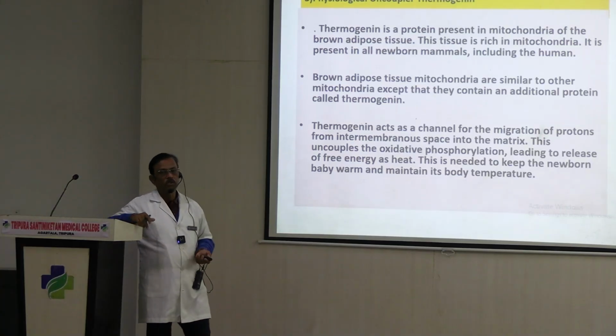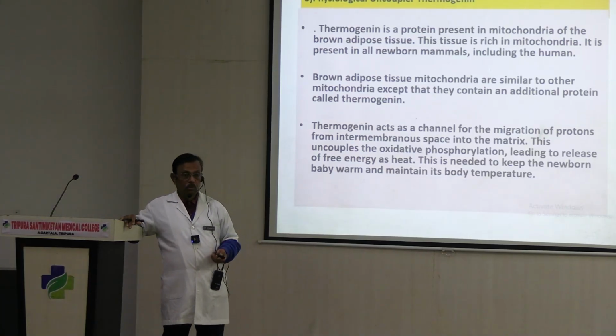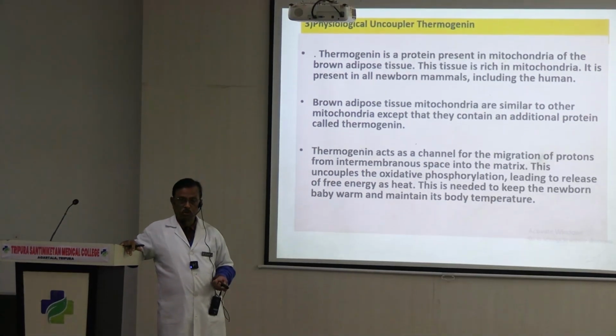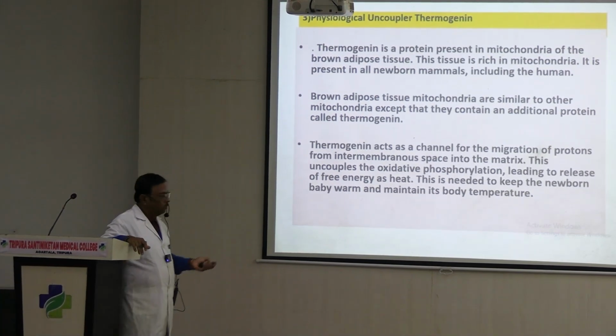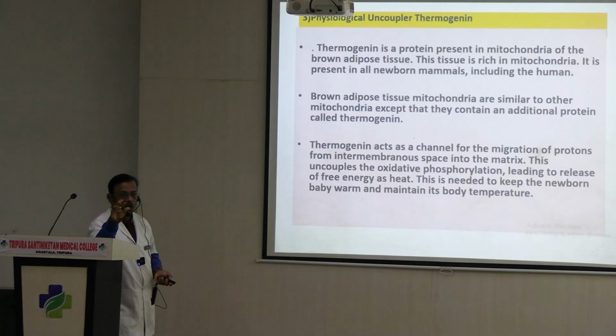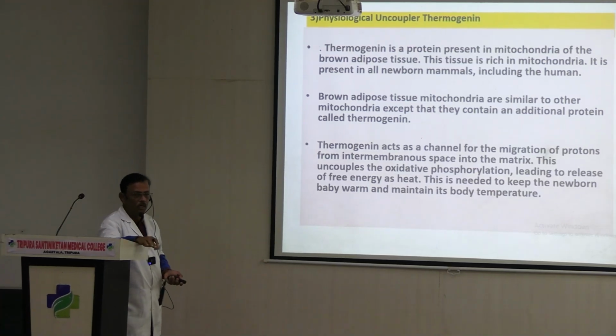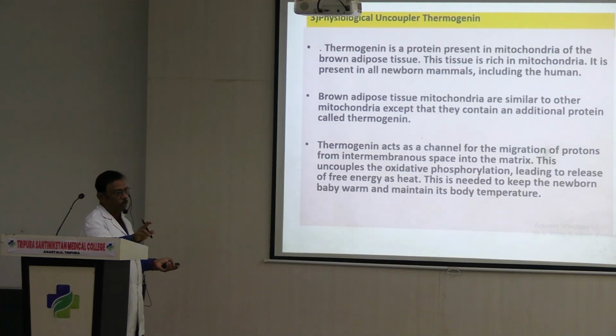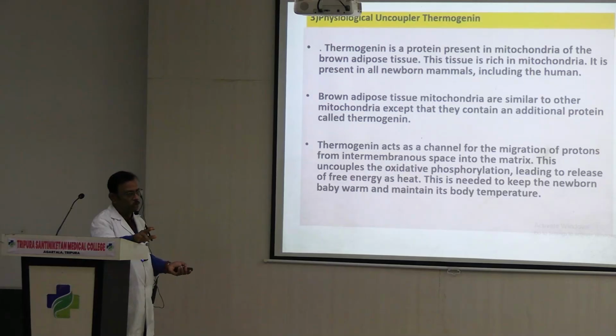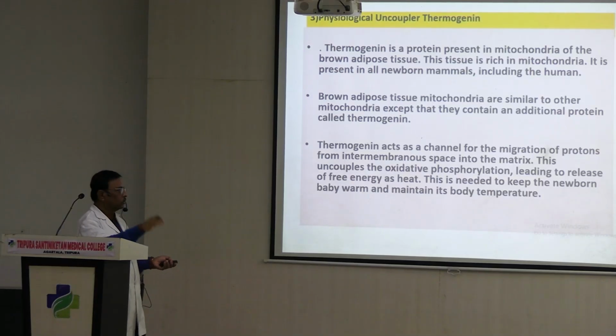This much I have written because I want these things to be mentioned in the short note. In the book many things are written, and you may be confused about how much to write and what to write. Brown adipose tissue, thermogenin, physiological uncoupler: one of these you will get as a short note.